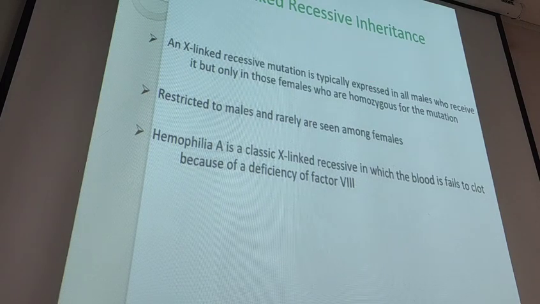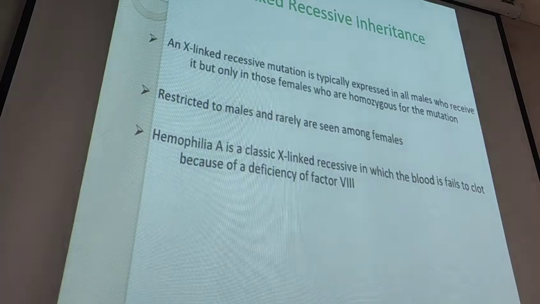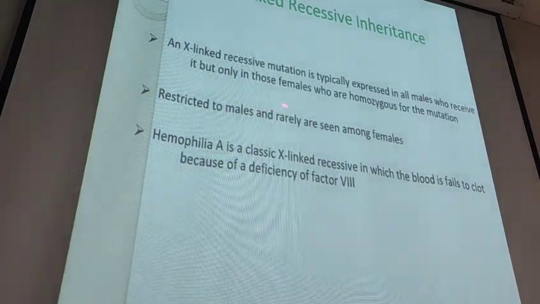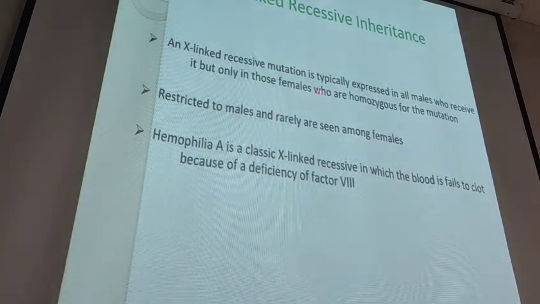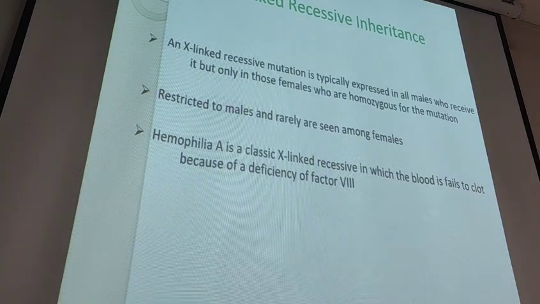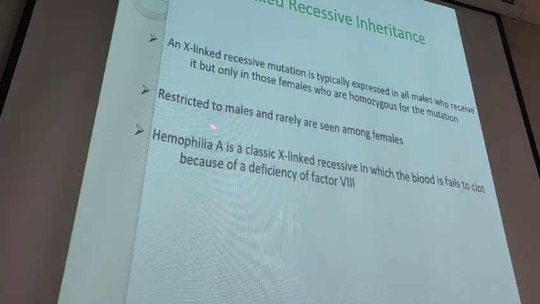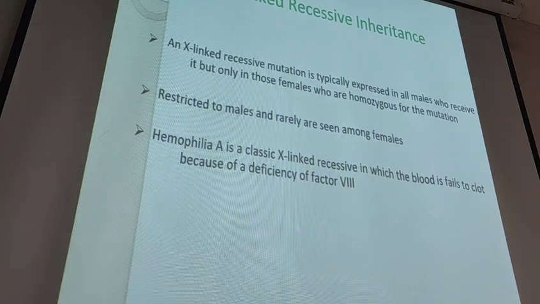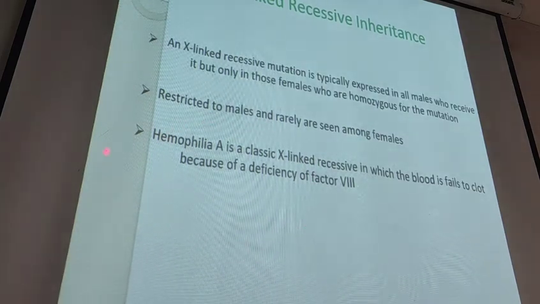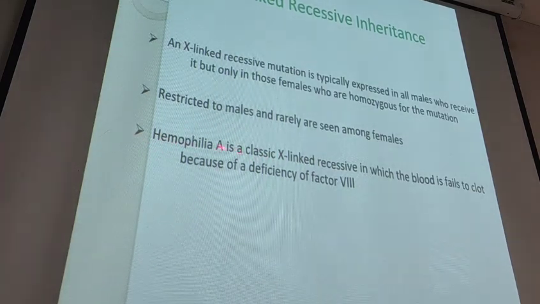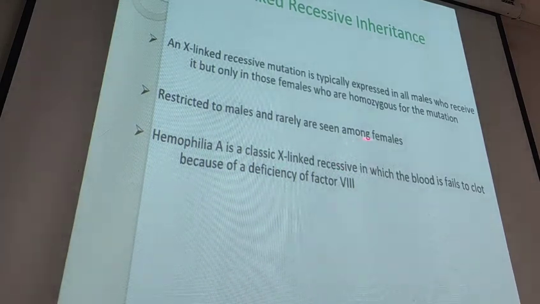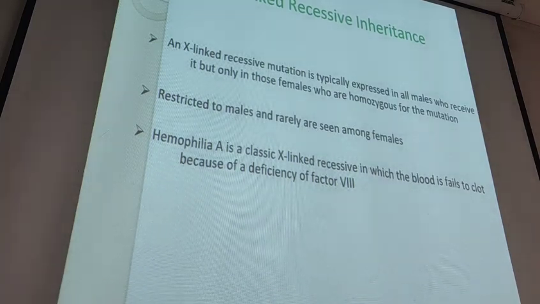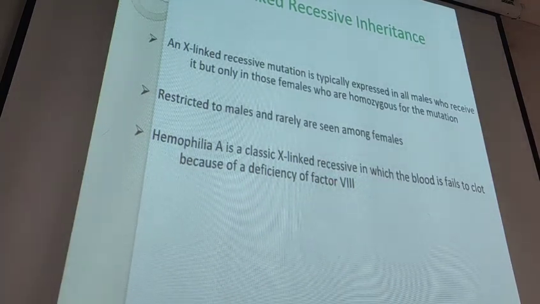X-linked recessive inheritance is usually expressed in males, who receive the mutated X, but you will not have the phenotype in heterozygote females, only in homozygote females. So the disease is restricted to males, but very, very rare maybe in females. One example of X-linked recessive is hemophilia A, classic X-linked recessive, in which the blood fails to clot because of the deficiency of factor 8.